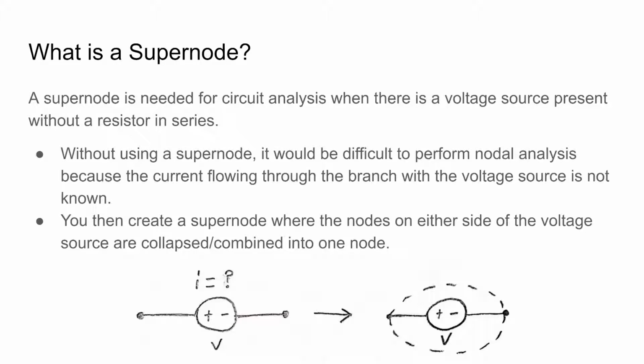You then create a supernode where the nodes on either side of the voltage source are collapsed or combined into one node as shown below.